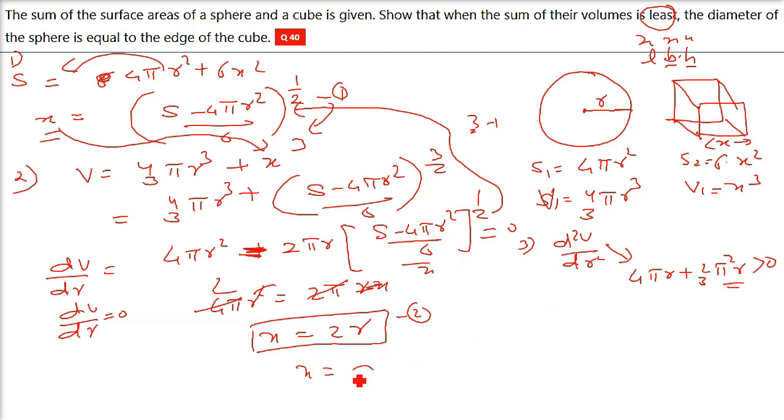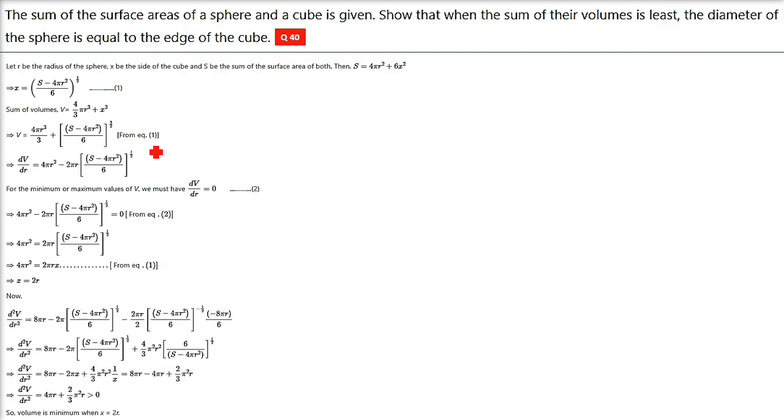X equals twice of r. Twice of r is what? Diameter. So the question is saying the diameter of the sphere is equal to the edge of the cube. So this edge is x, diameter is d. So this is the relationship which we got after completing all these things. So edge will be equal to the diameter. We have proved it. Okay. Differentiation, double differentiation, please, I request, kindly perform it by yourself.